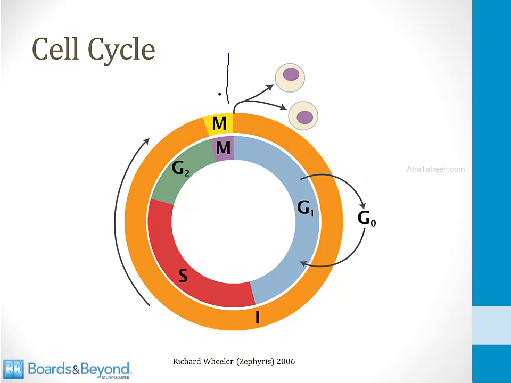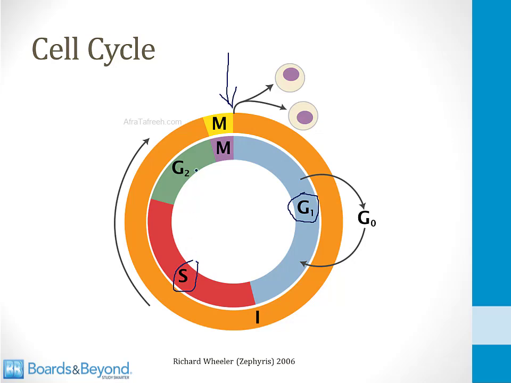So if we start at this point right here, this is right after a cell has divided. At this point, cells enter what is known as the G1 phase, and the letter G is for growth. This is the first growth phase, and hence it is called G1. After G1, cells will enter the S phase. This is where they begin synthesizing DNA.